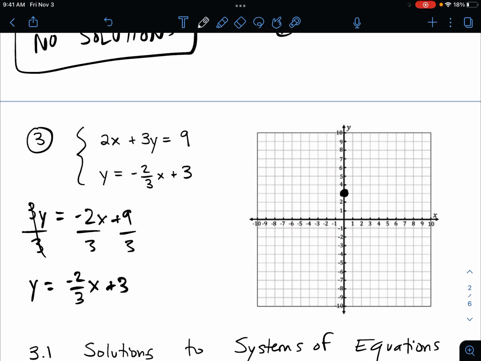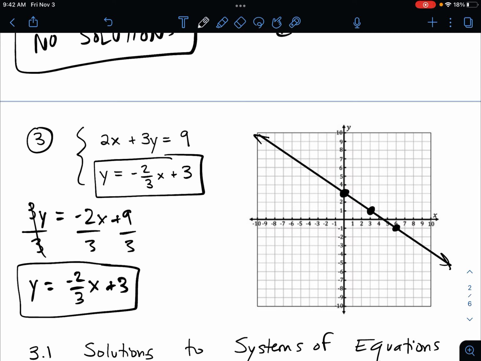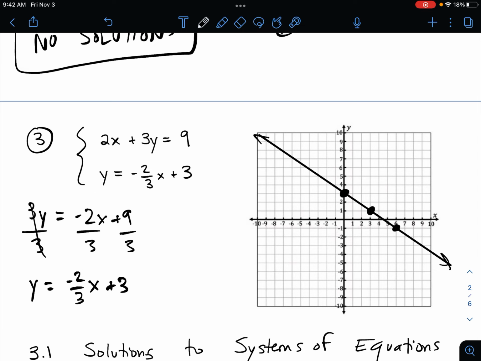So if I start at 3 on the y-axis, we're going to go down 2 and then right 3, down 2 and then right 3. I can go ahead and connect these with a straight line. And now I can go ahead and draw my second line, which I start at 3, and I also go down 2 right 3, down 2 right 3. And we actually see that these lines are going to be the same. You can see right here that they match up perfectly. One was just kind of hidden because it was in standard form. So because these are the same line, we actually know that we're going to get infinite solutions.